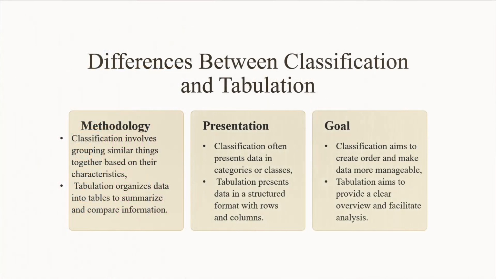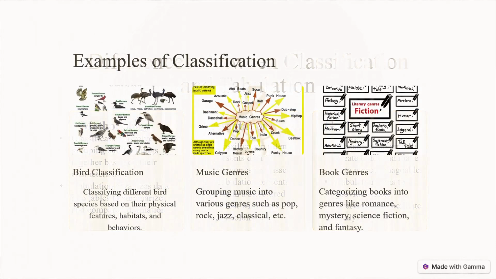Now we can look at what is the difference between classification and tabulation. As you know, classification includes grouping of similar data or homogeneous data into groups on the basis of certain characteristics. But saying about tabulation, it is summarizing of the grouped data into rows and columns. Classification often presents data in categories or classes, but tabulation does it in a structured format, that is in rows and columns. Classification aims to create order and make data more manageable, whereas tabulation aims to provide a clear overview and facilitate analysis.